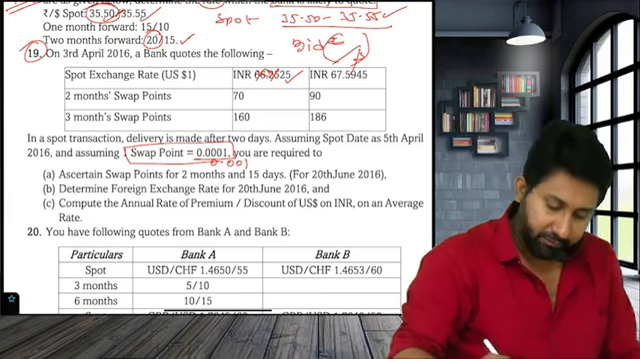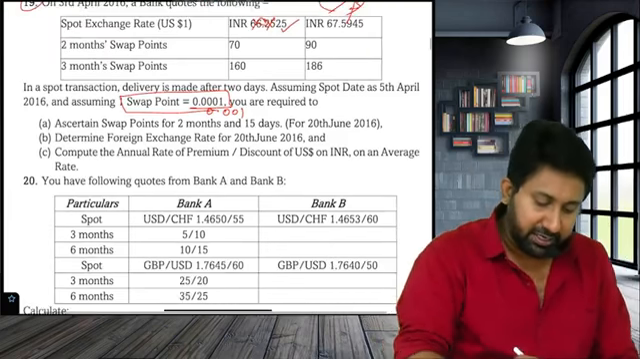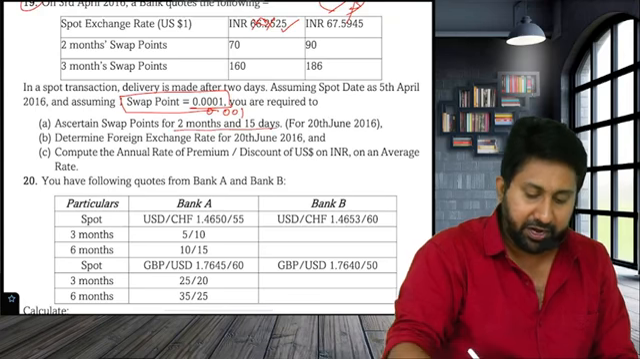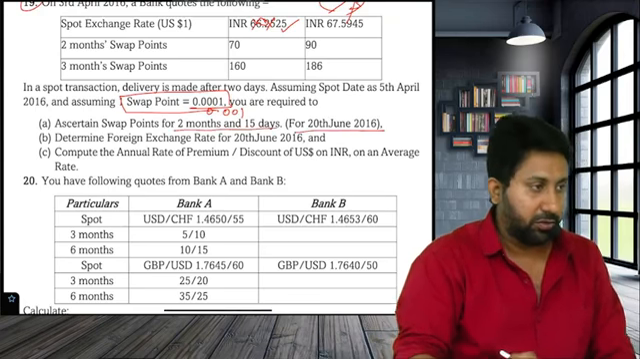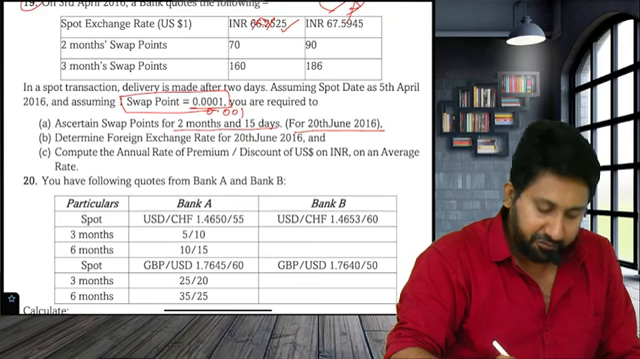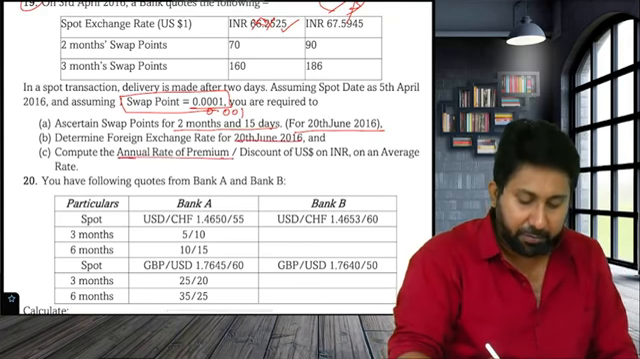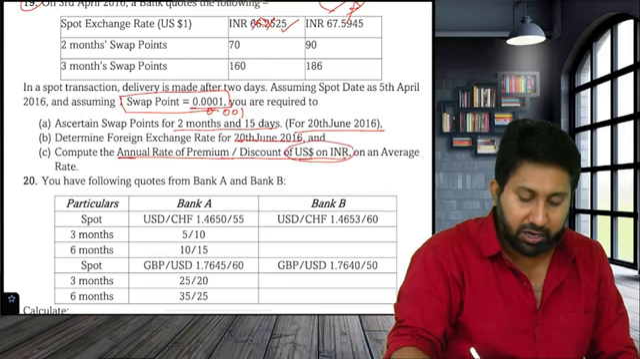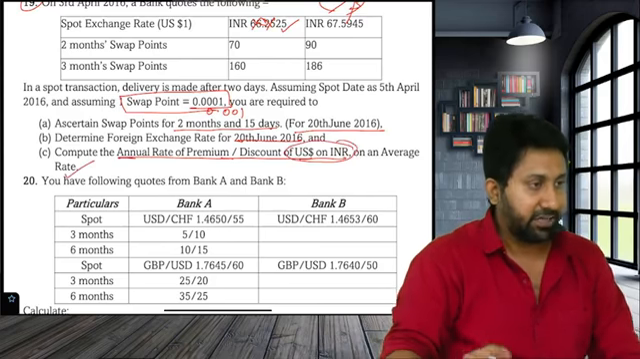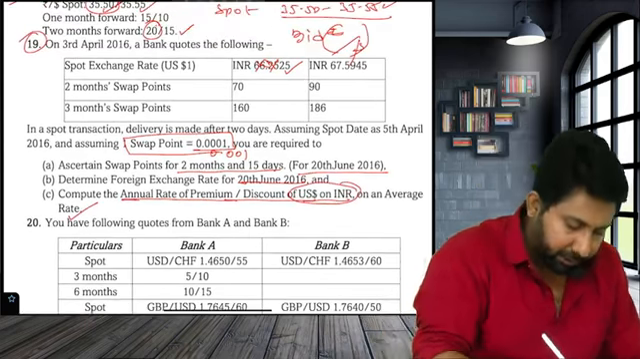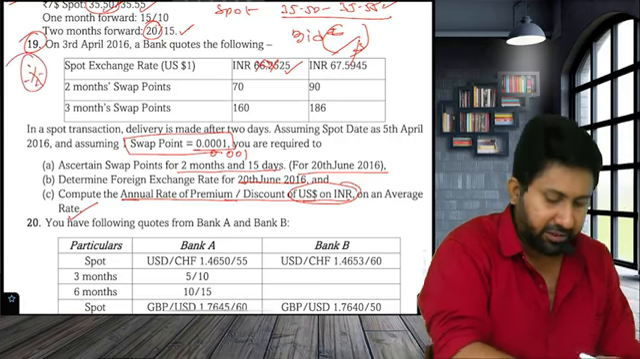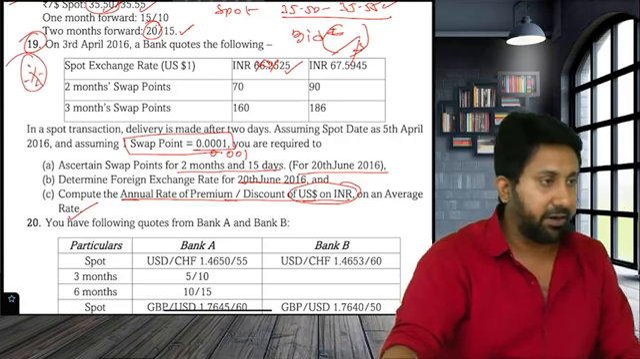Now you are required to ascertain swap points for 2 months and 15 days. That means on 20th June. Determine the foreign exchange rate for 20th June 2016 and calculate the annual rate of premium or discount of US dollar and INR on an average rate. One very, very important question. Mark it important for the exam. A similar question can get repeated once again.